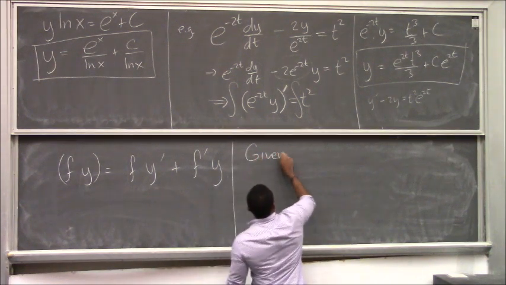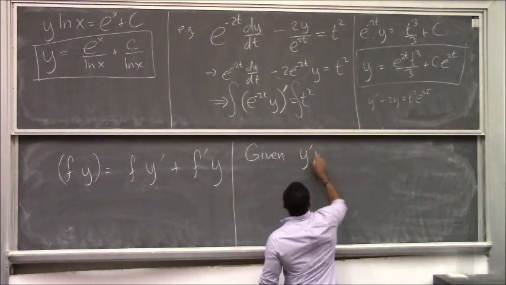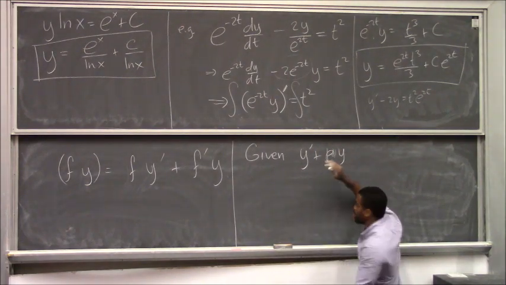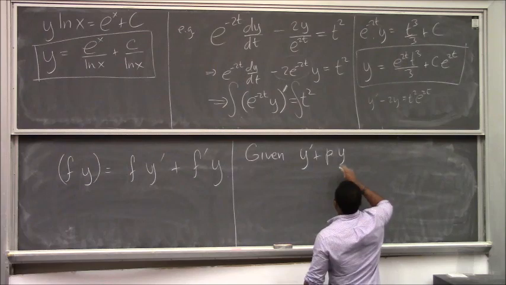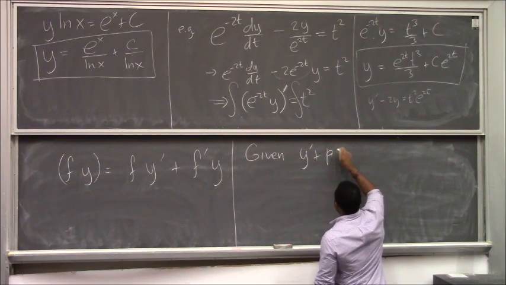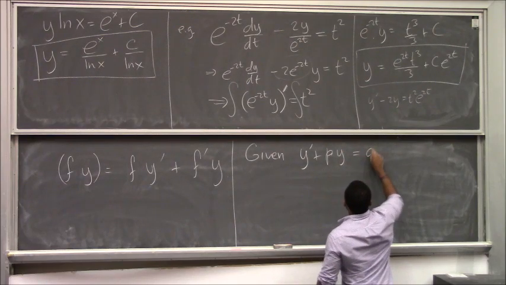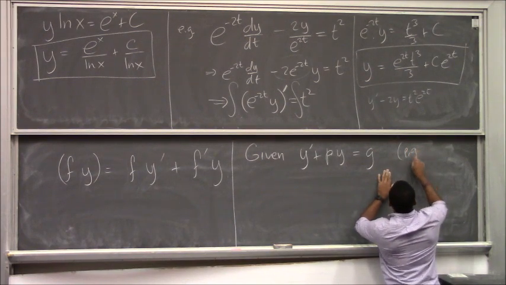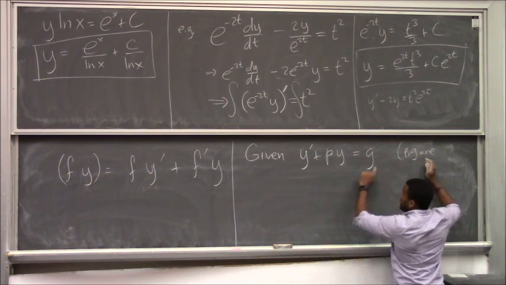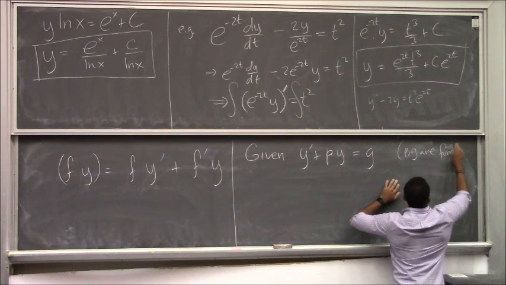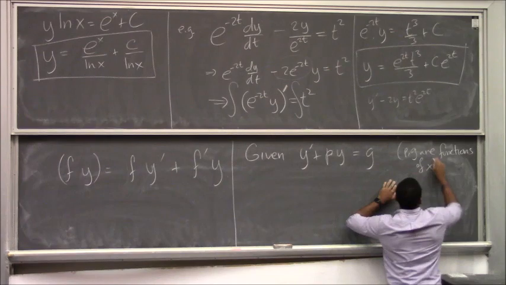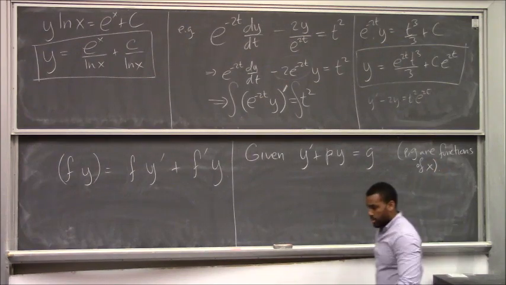Given y prime plus p y, and of course I'm assuming that it's not p of t or p of x or whatever. I'm just not going to write it all the time. Just remember, p and g are functions. They're not constants. Functions of x or t or whatever. Okay?